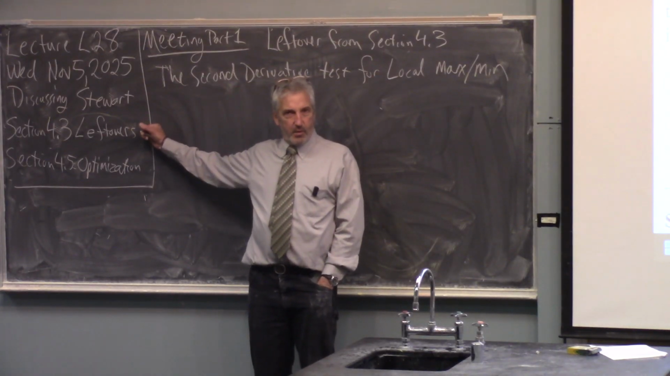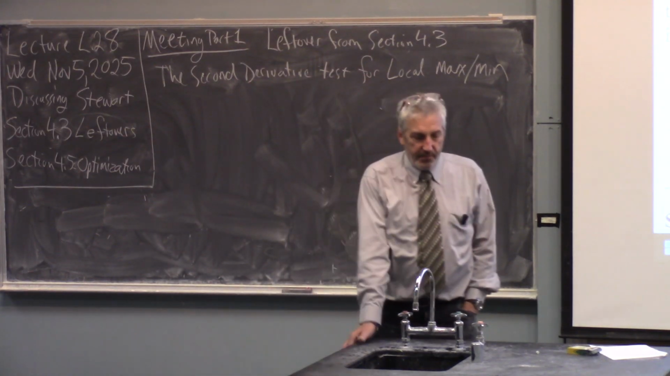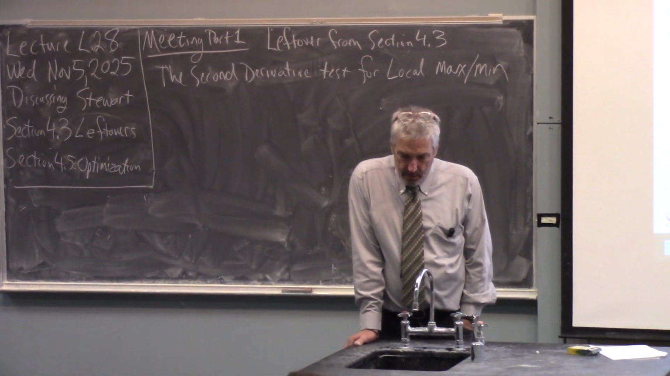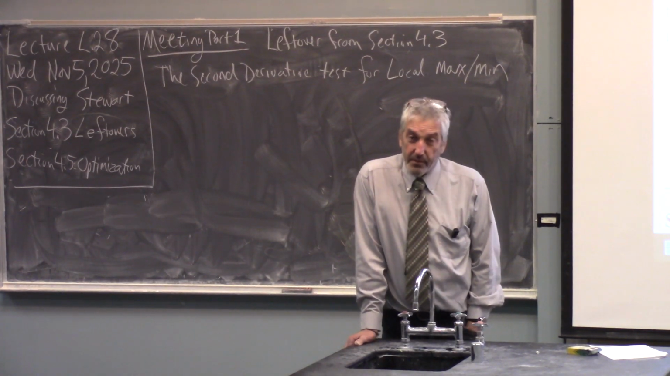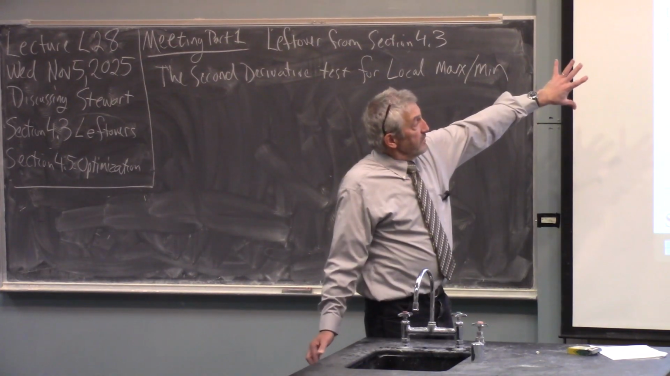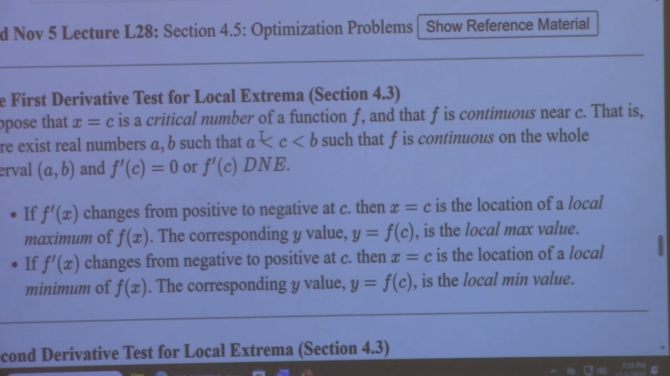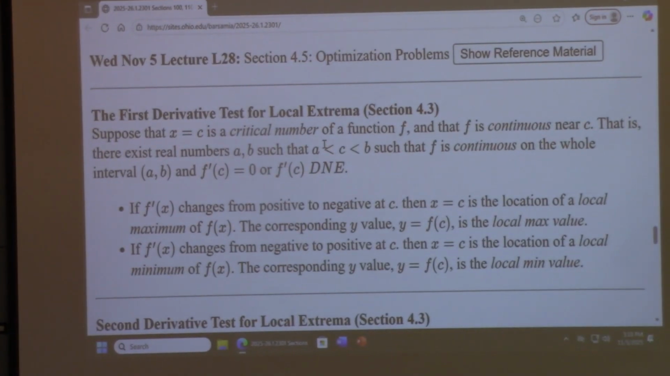First, I want to start with some leftovers from section 4.3, where we were discussing derivatives and the shape of graphs. In that section, we learned the first derivative test for local extrema. If f prime changes sign at some x value, then that's the location of a local max or local min. What I didn't discuss was another test called the second derivative test for local max and mins.